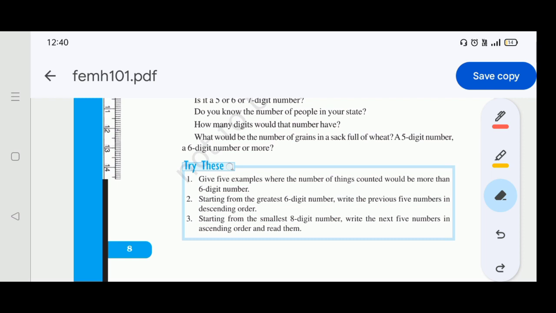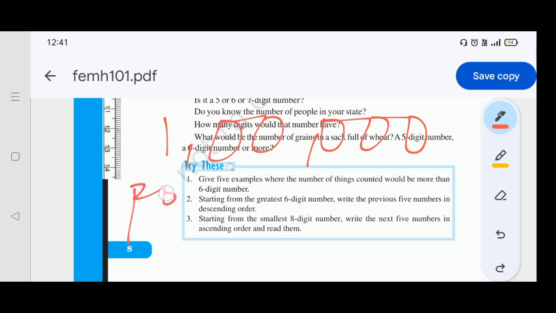So we know that 6-digit numbers means it is mostly lakhs. The smallest 6-digit number is 1 lakh. If we have to write any 5 examples for it, the first thing can be the number of population in our state.